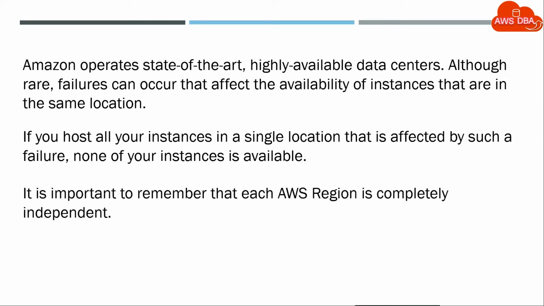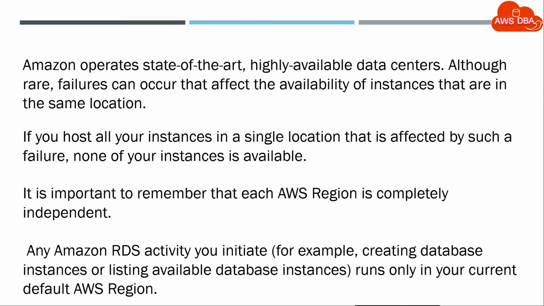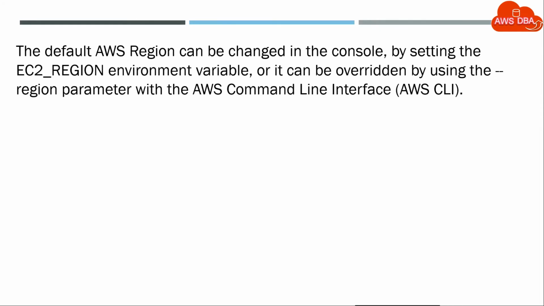It is important to remember that each AWS region is completely independent. Any Amazon RDS activity you initiate, for example, creating database instances, or listing available database instances, runs only in your current default AWS region. The default AWS region can be changed in the console by setting the EC2_region environment variable, or it can be overridden by using the region parameter with the AWS command line interface, AWS CLI.